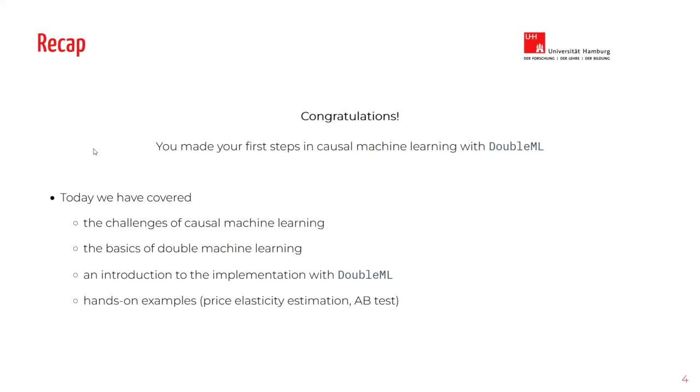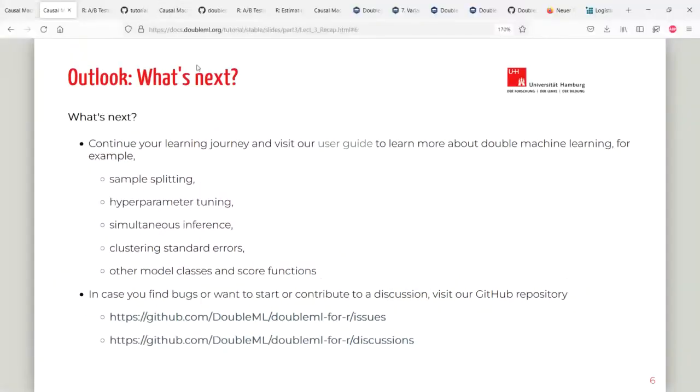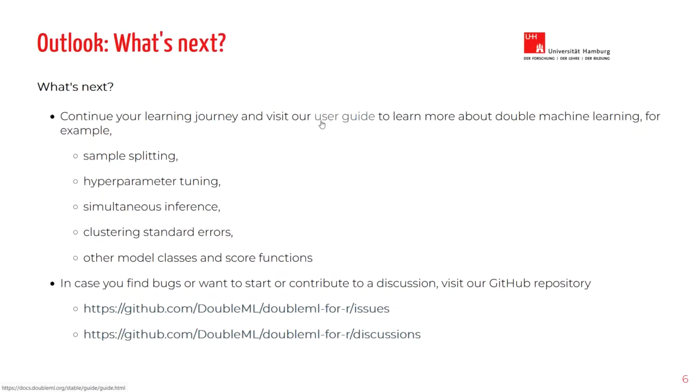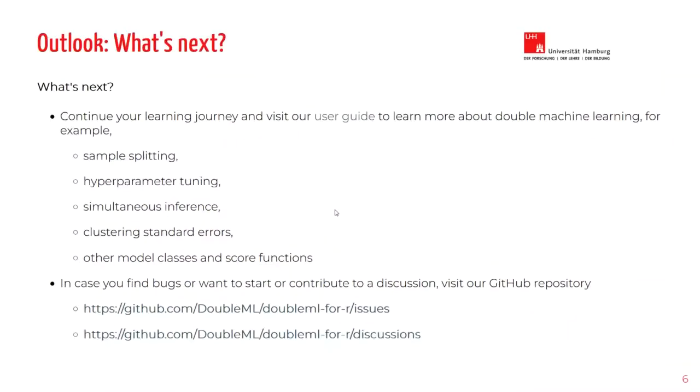Okay, so let's briefly recap and finish our tutorial for today. First of all, congratulations, you just made your first steps in causal machine learning with double machine learning. I hope with this tutorial we gave you a better impression of what causal machine learning can do for you. We introduced the basics and the challenges of causal machine learning. We provided an introduction to the implementation with our package DoubleML, and you solved a hands-on example. There were 2 examples, the price elasticity example and also the A/B testing notebook.